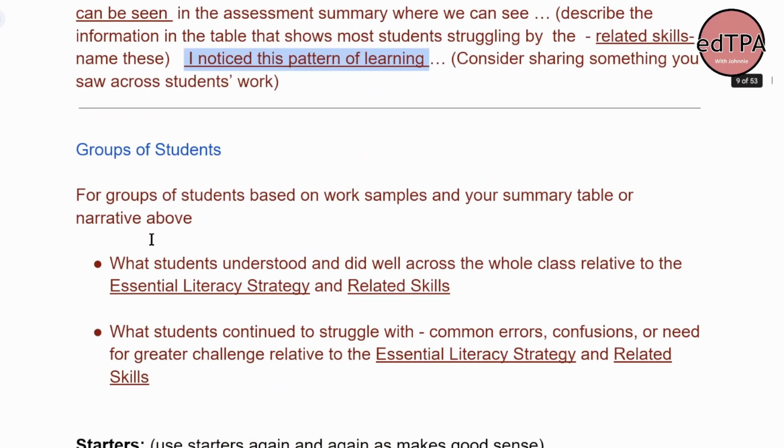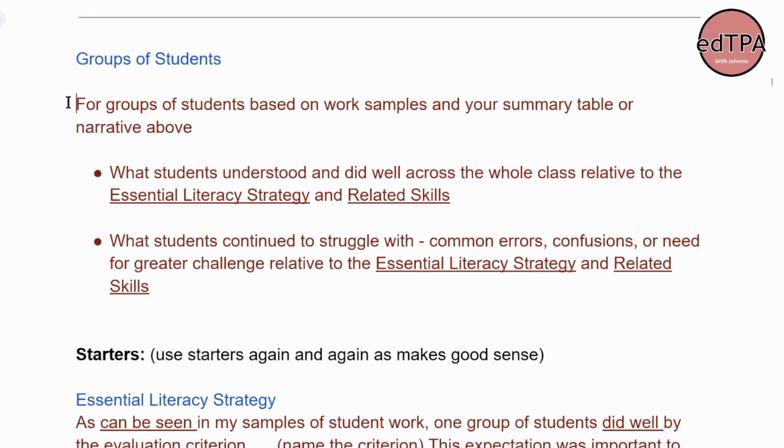Okay. Let's go to groups of students. For groups of students based on work samples and your summary table or narrative above, this is what you should do. What students understood and did well across the whole class relative to the essential literacy strategy and related skills. Again, groups of students doing well. What students continue to struggle with, common errors, confusions, or need for greater challenge relative to the essential literacy strategy and related skills. Okay, and this is the struggle. And we're going to have to address both the essential literacy strategy and related skills.